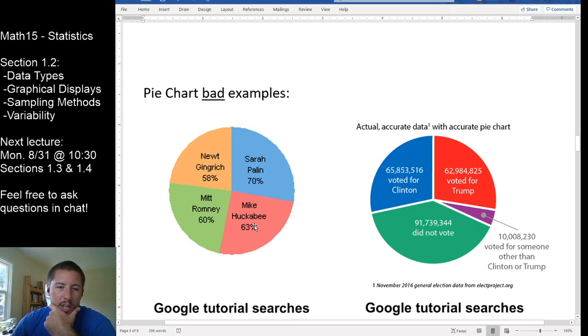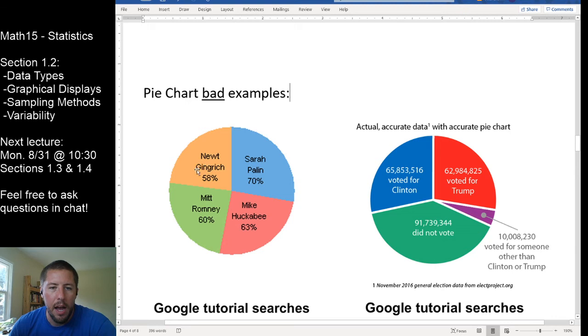This is a really bad way to represent this data because none of these percentages represent a proportion of something relative to each other. They do represent proportions of, maybe, registered Republicans who would vote for that candidate if they were the nominee, right? So these percentages do represent a proportion, but not relative to the other groups. It's not like 70% would vote for Sarah Palin over Mike Huckabee, right?